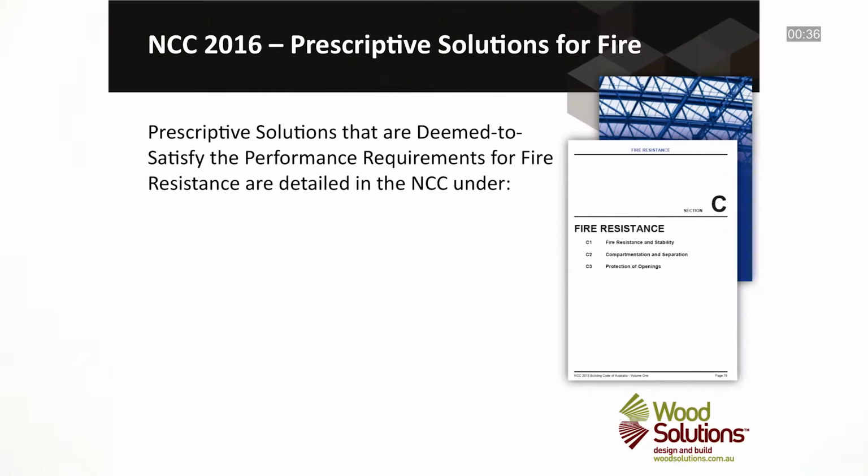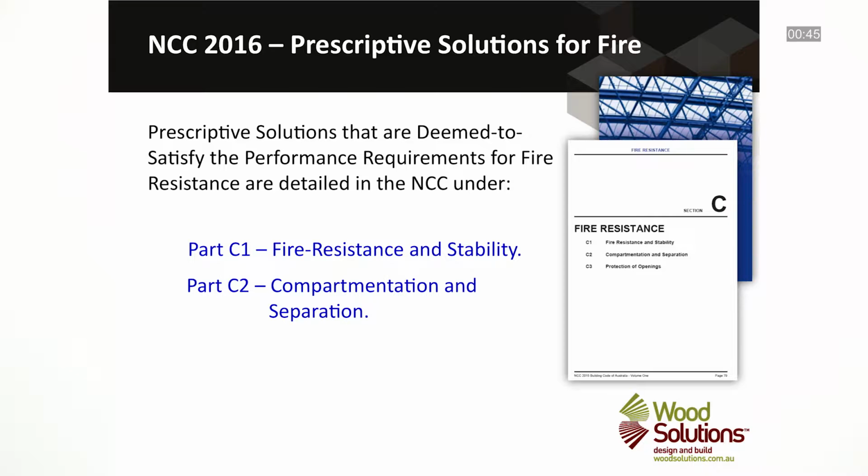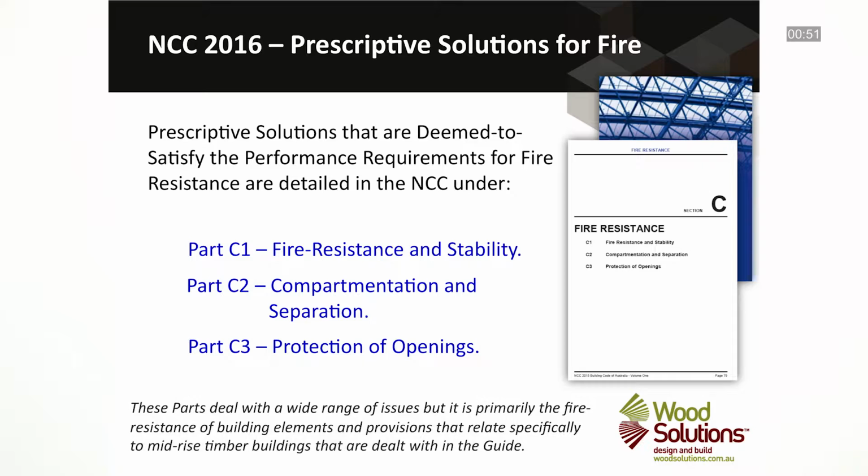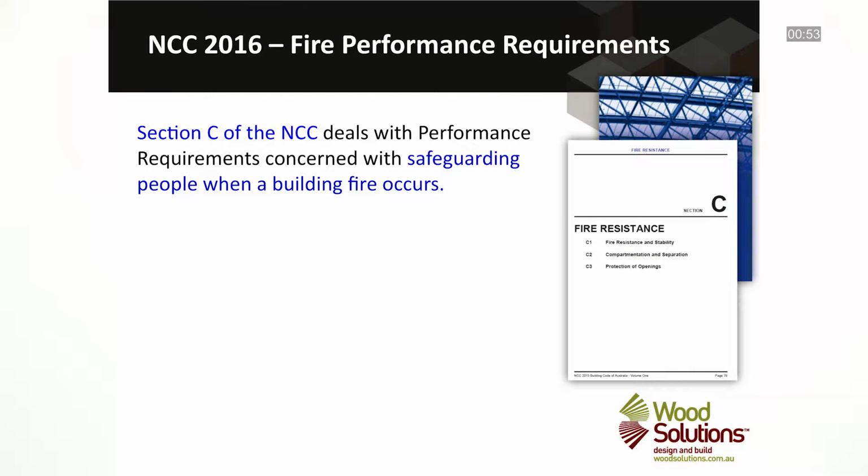The prescriptive solutions that are deemed to satisfy the performance requirements for fire resistance are detailed in the National Construction Code under Part C1, Fire Resistance and Stability, Part C2, Compartmentation and Separation, and Part C3, Protection of Openings. Section C of the NCC deals with performance requirements concerned with safeguarding people if a building fire occurs.